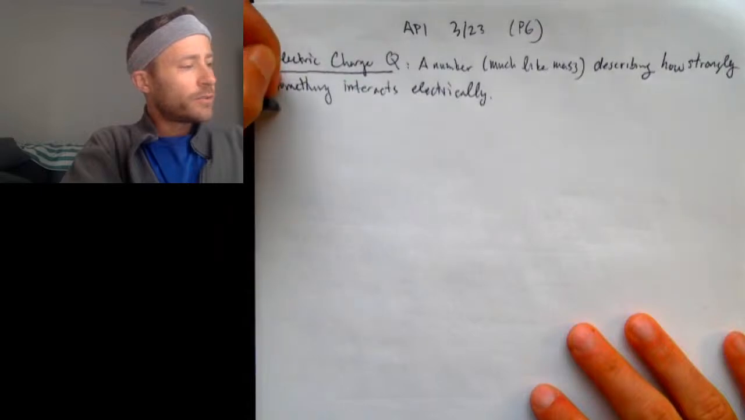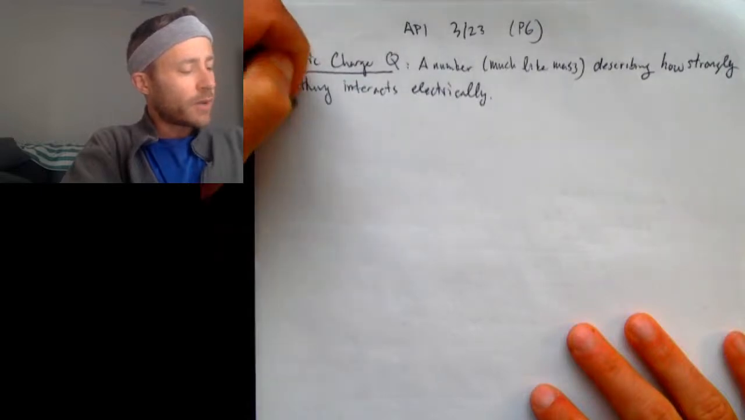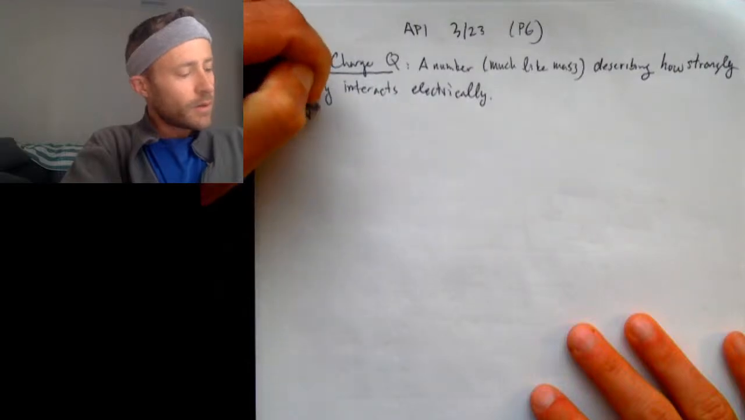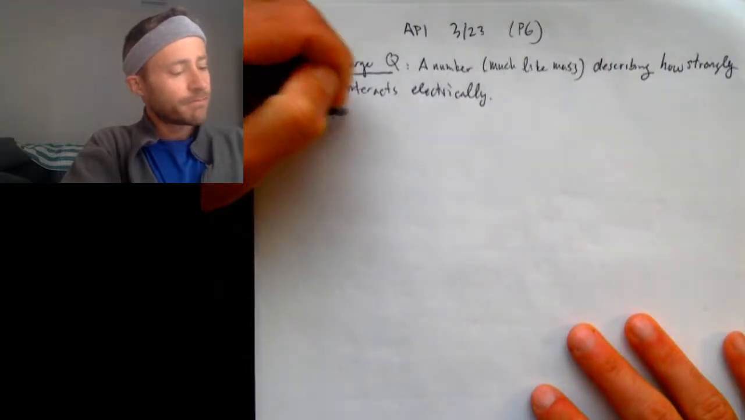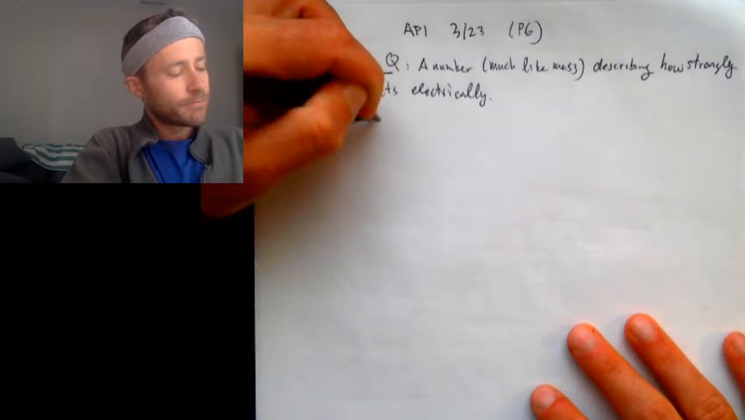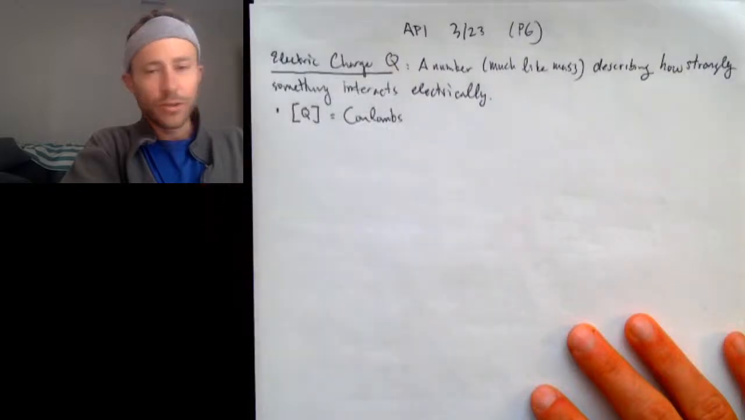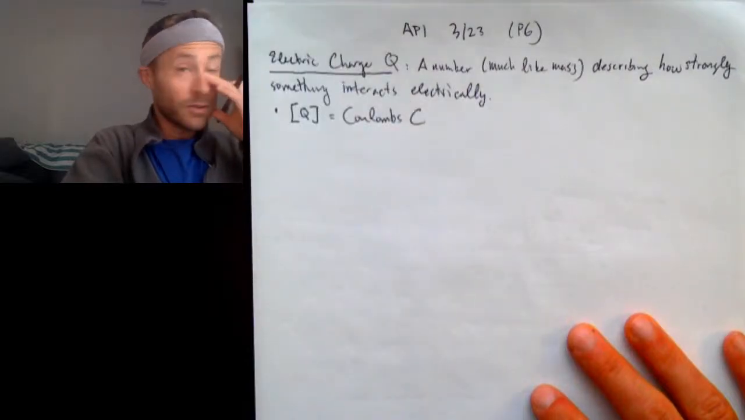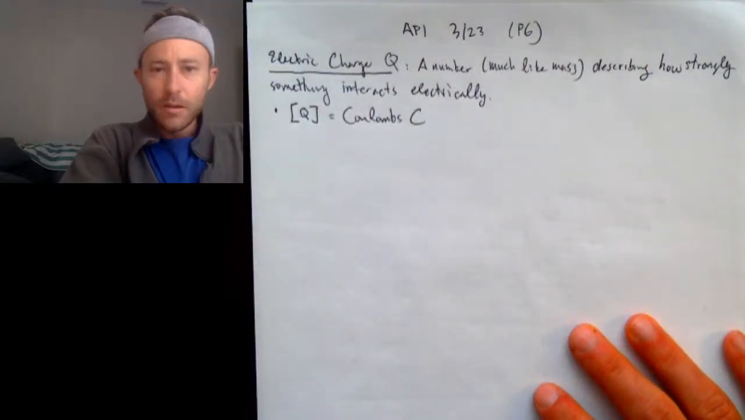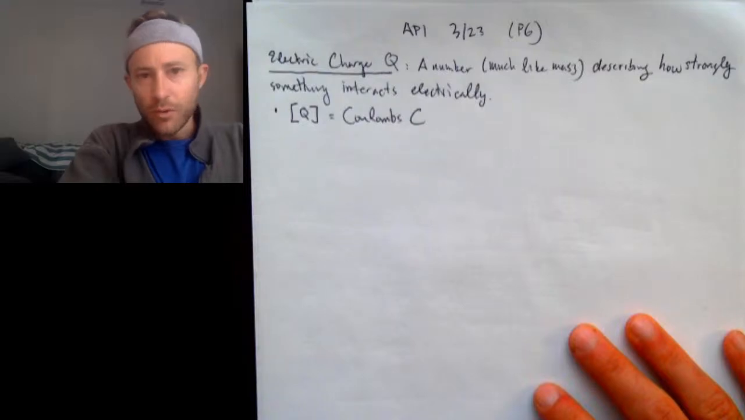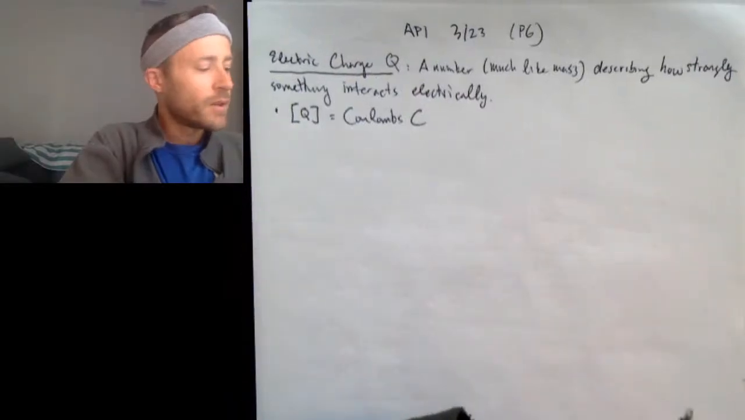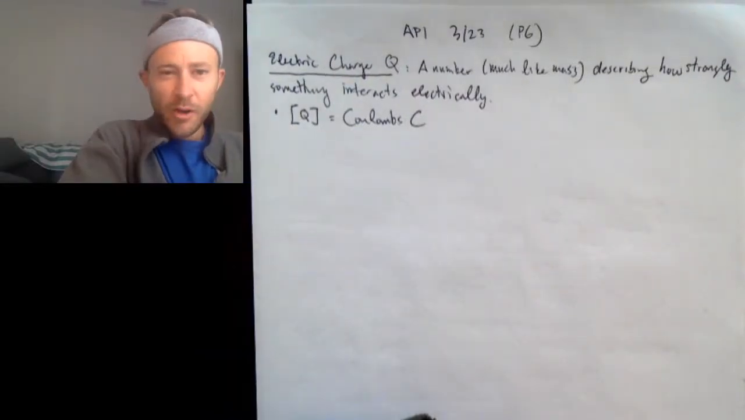The units of electric charge are called coulombs, which is just abbreviated as C. 1 coulomb of charge is a lot of charge. Charges are usually quite a bit less than 1 coulomb. But that's the unit we're sticking with.